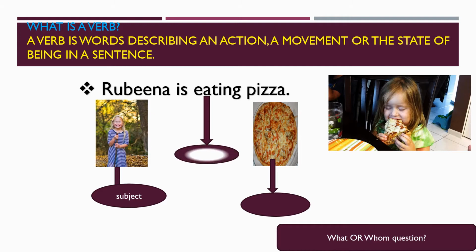And what is eating, or who is at receiving end? Pizza. So, it is the object. So, to identify any object, we use the what or whom question. In this case, the question we use to identify the object is what. Now, I hope you have understood the subject, verb and object through this example.